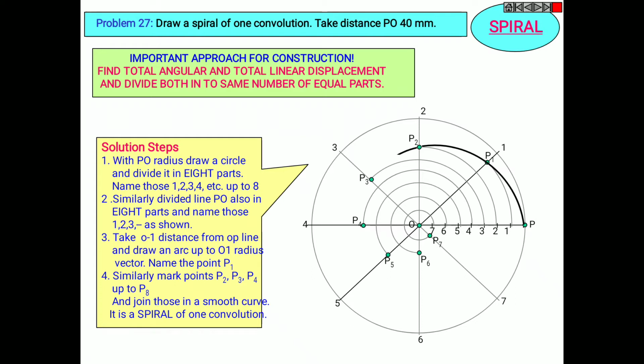Now join all the points smoothly in order to obtain your required spiral. So, this is the required spiral of one convolution. Okay, we will see it again.